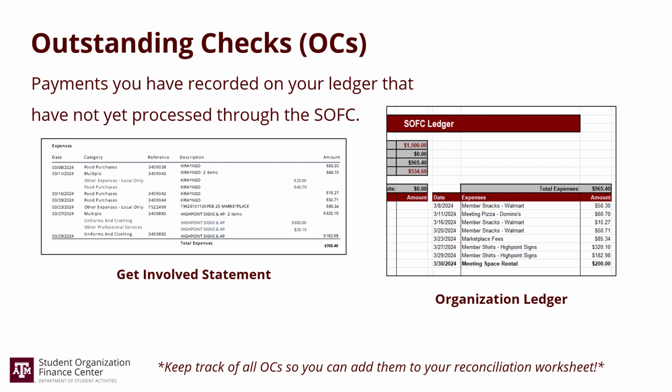Likewise, the meeting space rental recorded on March 30th is not recorded on the Get Involved statement. There is a $200 discrepancy between the online statement and the internal ledger, which corresponds to the $200 payment made for the rental. Thus, when you subtract this outstanding item from the online statement, the ending account balances will match.